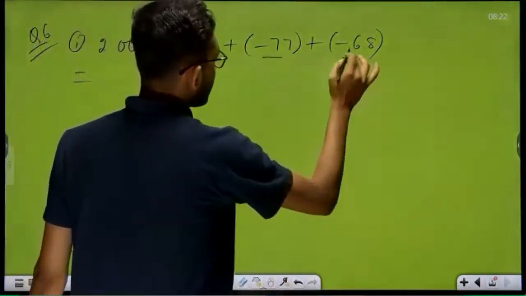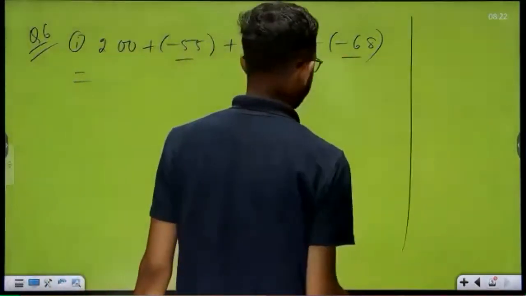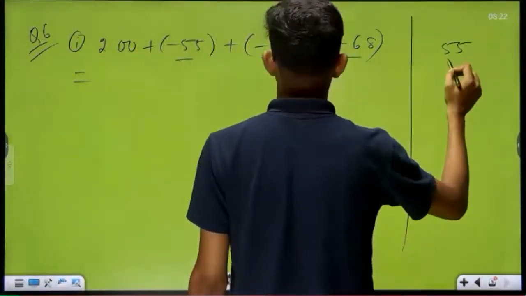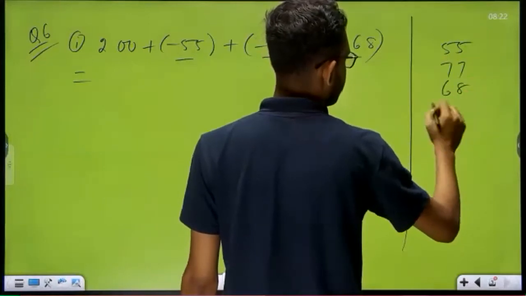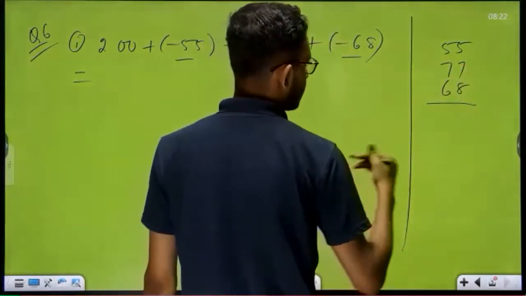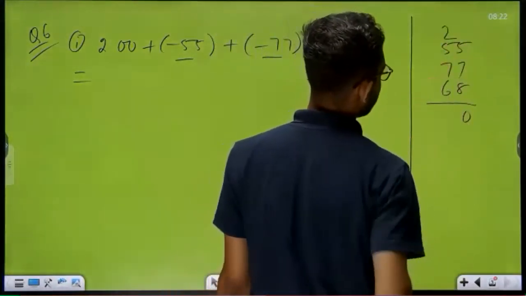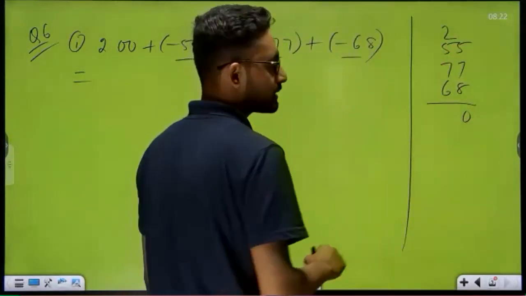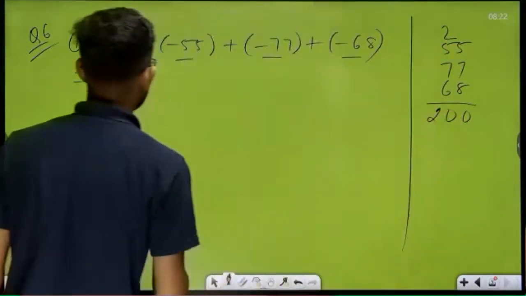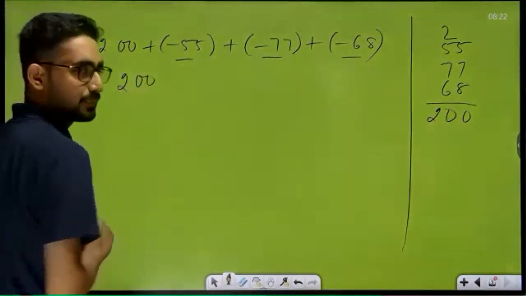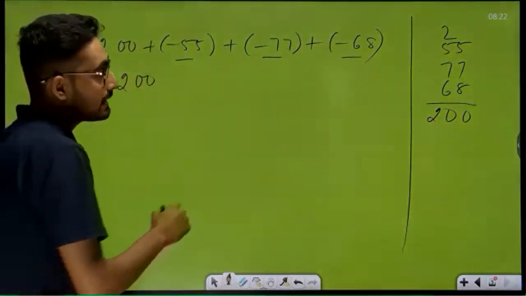जो भी numbers हैं उसको add कर लो. That means we can say like 55, 77, 68. Add them. 8 plus 7, that is 15, plus 5, 20, 0, 2 carry. 2 plus 5, 7 plus 7, 14 plus 6, that is 20. So 200, write down as it is, and this is also 200.